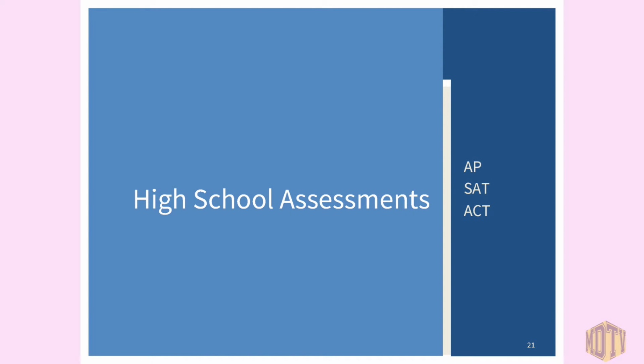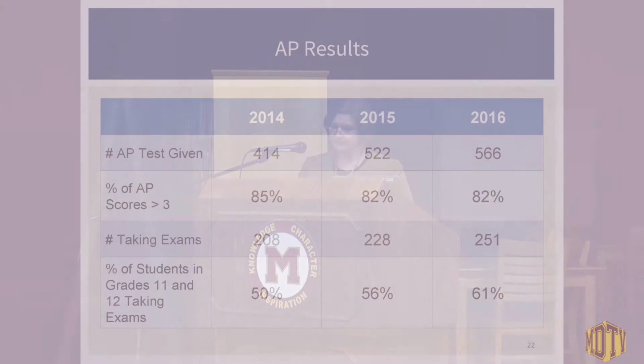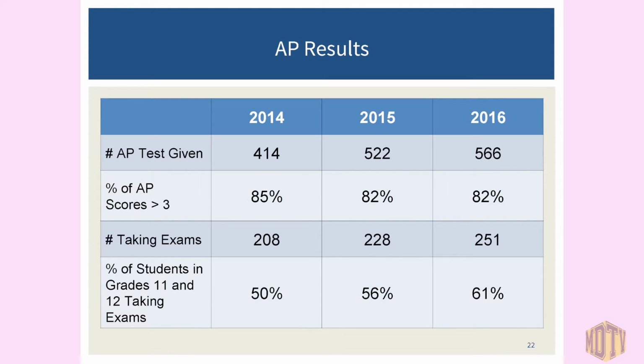The next set of data I would like to talk about is our high school assessments, AP, SAT, and ACT assessments. For this assessment, we looked back over the last 3 years, and the data we decided to display is the number of AP tests given, the percentage of the AP scores greater than 3, the number of students taking the exams, and then the percentage of students in grades 11 and 12 taking the exams.